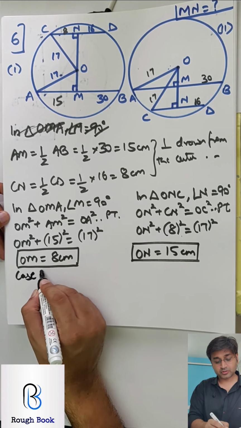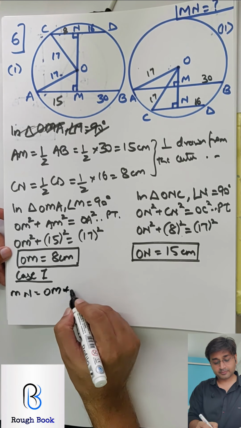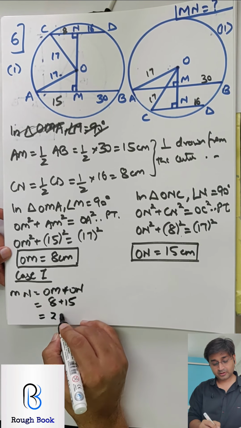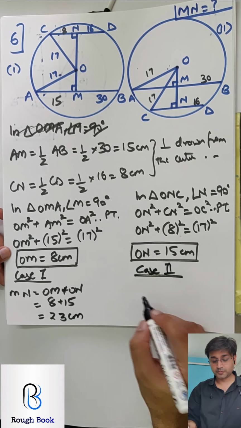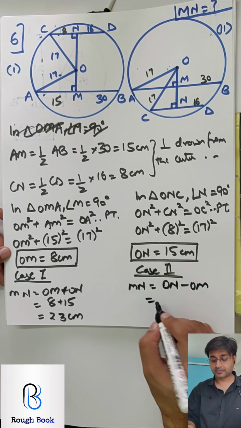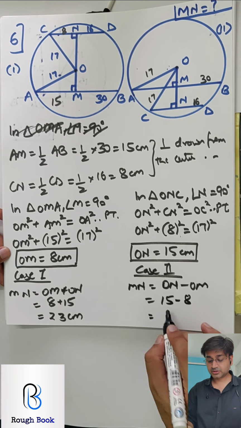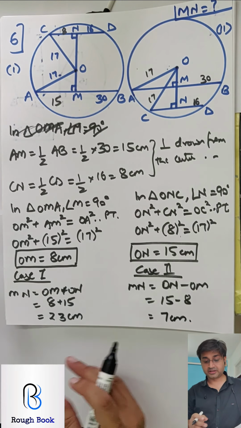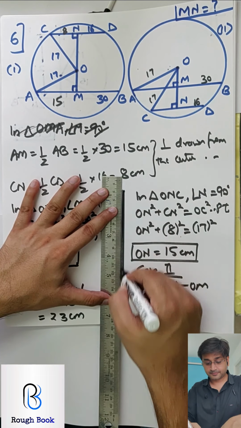Now we can say case 1. MN is going to be OM plus ON. So that is 8 plus 15, 23 centimeters. And we'll say case 2. MN in this case is ON minus OM, subtract. So ON we got it as 15 minus 8, so that should be 7 centimeters. So you get two answers over here, one is 23, second is 7. Just bifurcating it so it's easily visible.